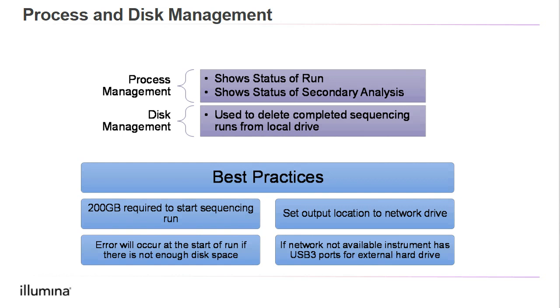For best practices, we want to ensure that we have 200 gigabytes of space on the instrument to start a sequencing run. An error will occur at the start of the run if there is not enough disk space. We also want to ensure that we set an output location to a network drive. If a network is not available, the instrument has USB 3 ports for external hard drive use.